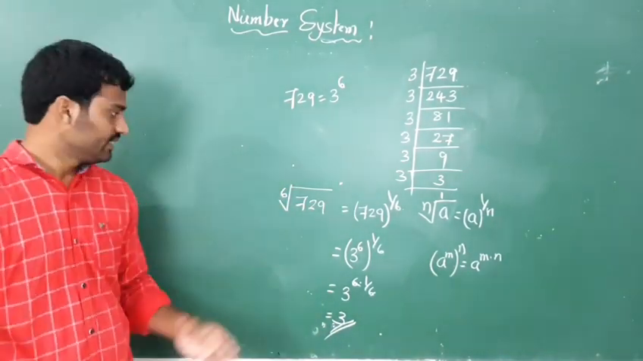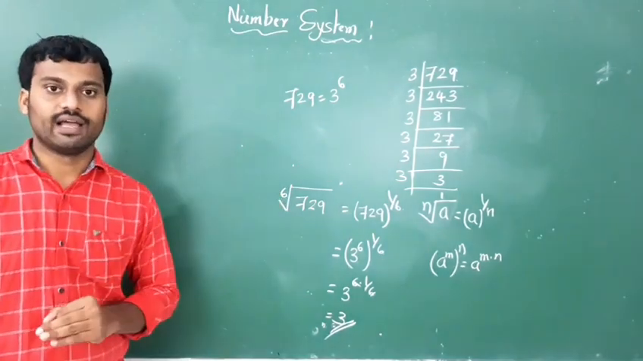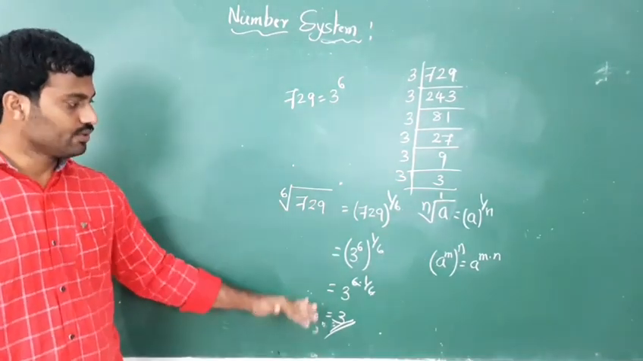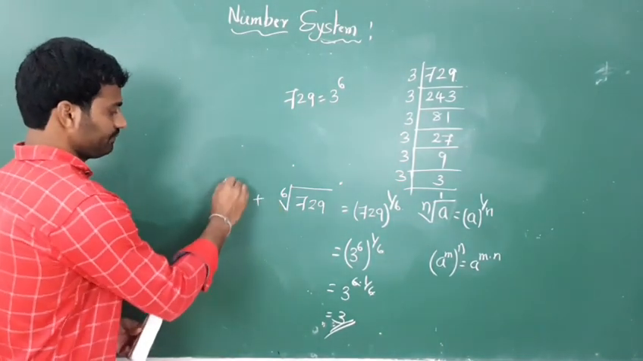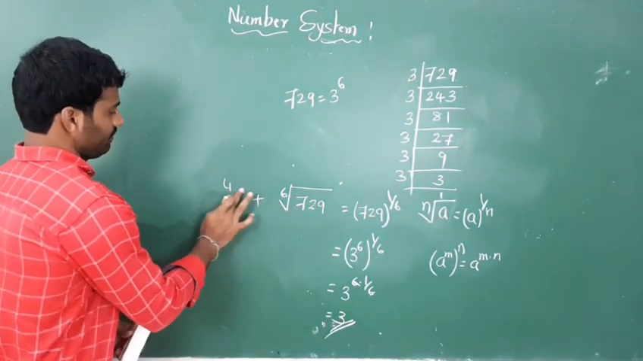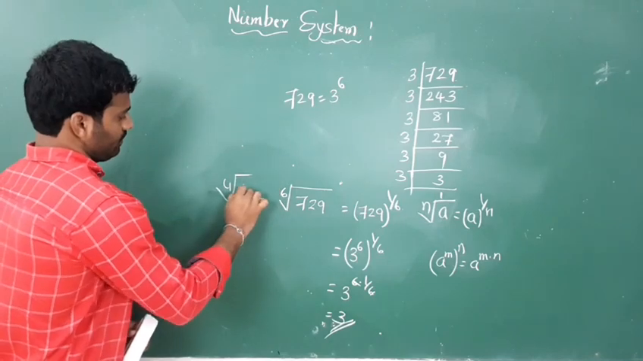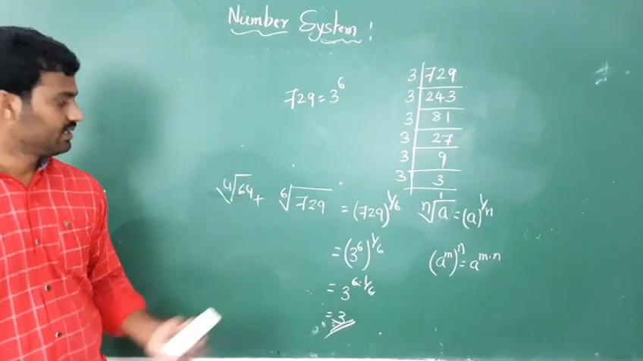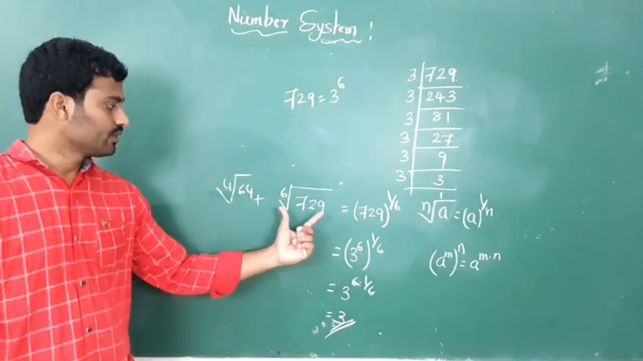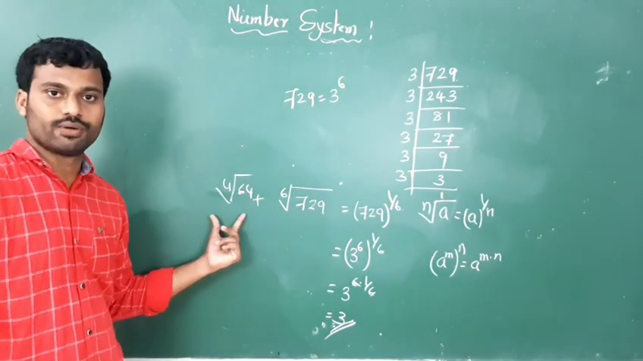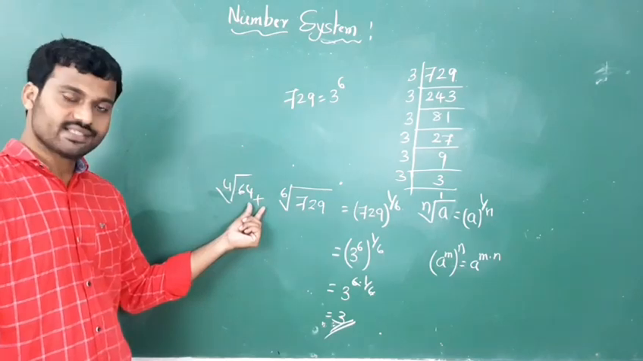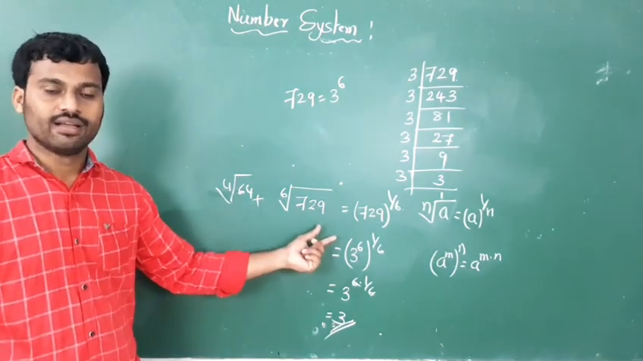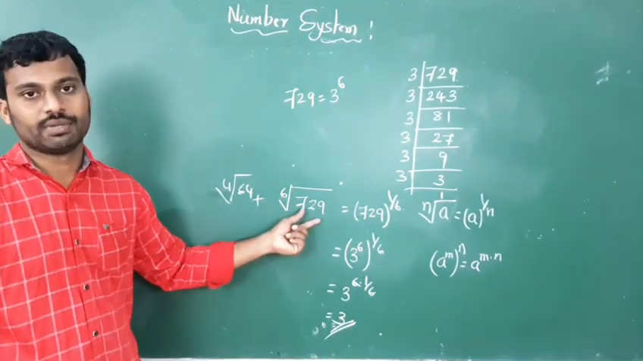Clear or not? Instead of 6, they can ask any value. We have to solve this. Not only this, maybe they can add something. Simplify this. So this value is 3. You should find out what is the value of this one. Between these two, if addition is there, you should add. If multiplication is there, we should multiply.